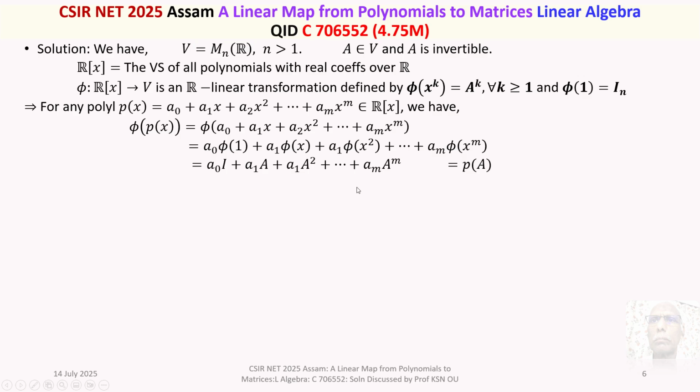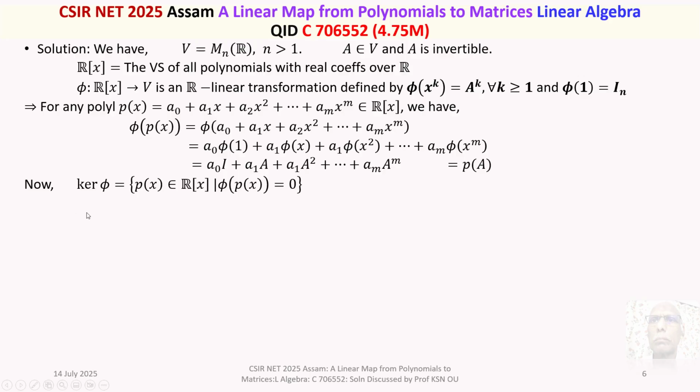What is this? Wherever there is x, you substitute A in p(x). It will be p of A, a polynomial in A. Phi of p(x) is p(A). Now, what will be the kernel of this R linear transformation phi?